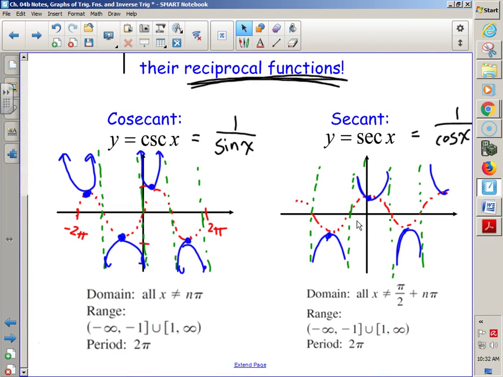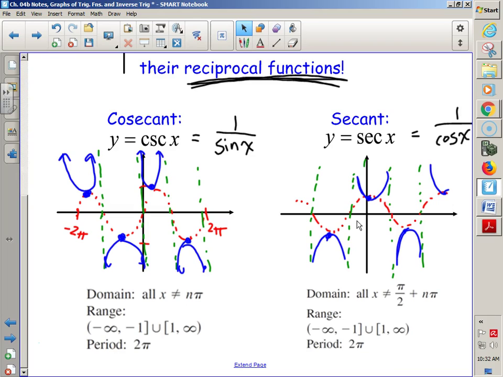So, if it's just plain old cosecant of x, you just take plain old sine of x, which goes from 0 to 2 pi, up 1, down 1, and you say, okay, me too at the max, me too at the min, vertical asymptotes everywhere that the wave hits the middle, and then bounce, bounce, done.